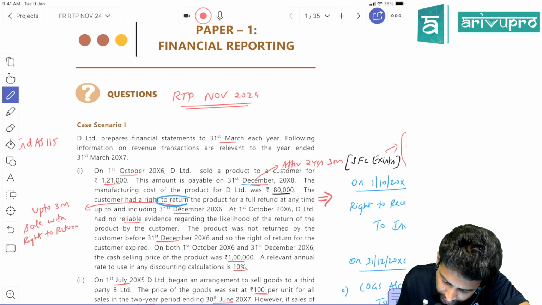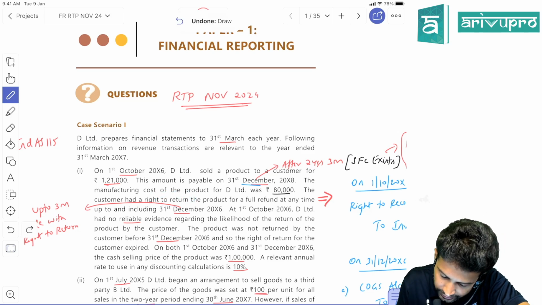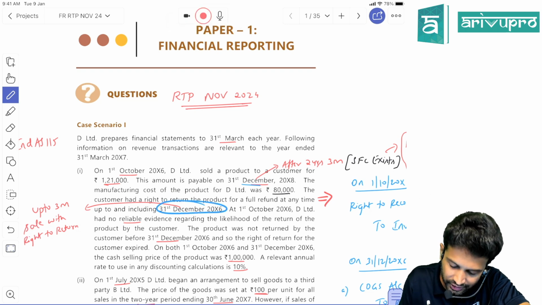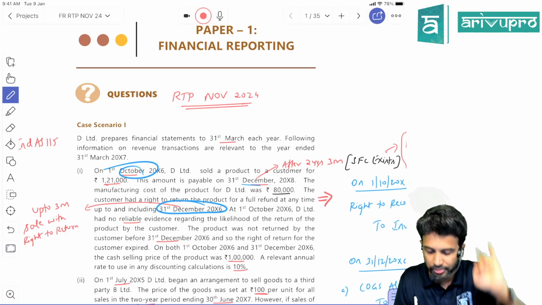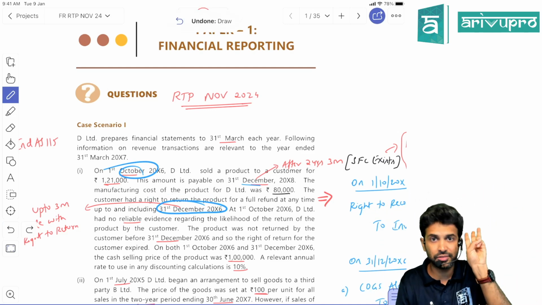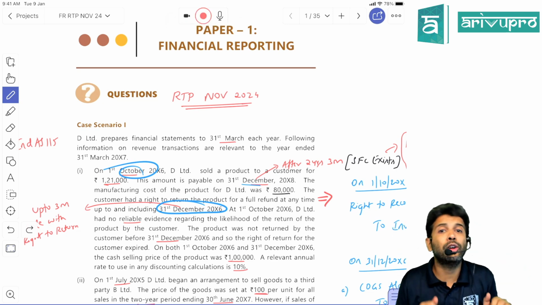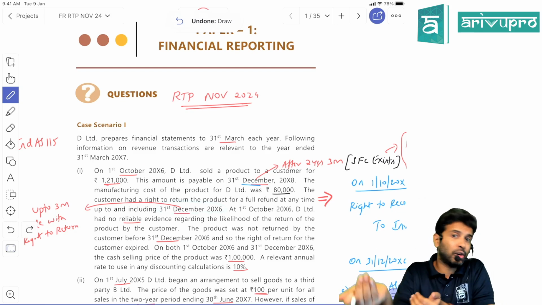The customer had a right to return the product for a full refund at any time up to 31st December 20x6. You sold the product on 1st October 20x6, so for 3 months, October, November, December, till 31st December 20x6, the customer has a right to return the product. That means this is the sale with a right to return concept.